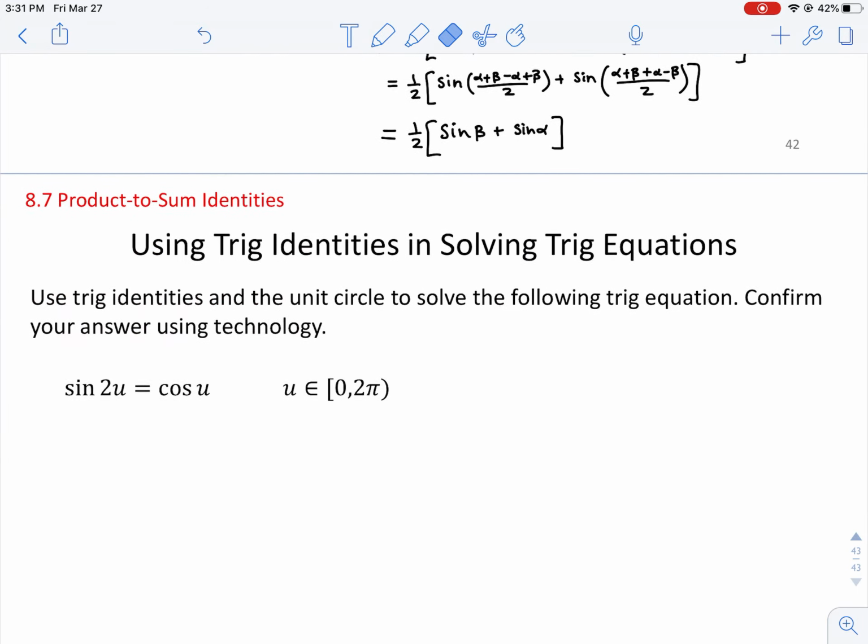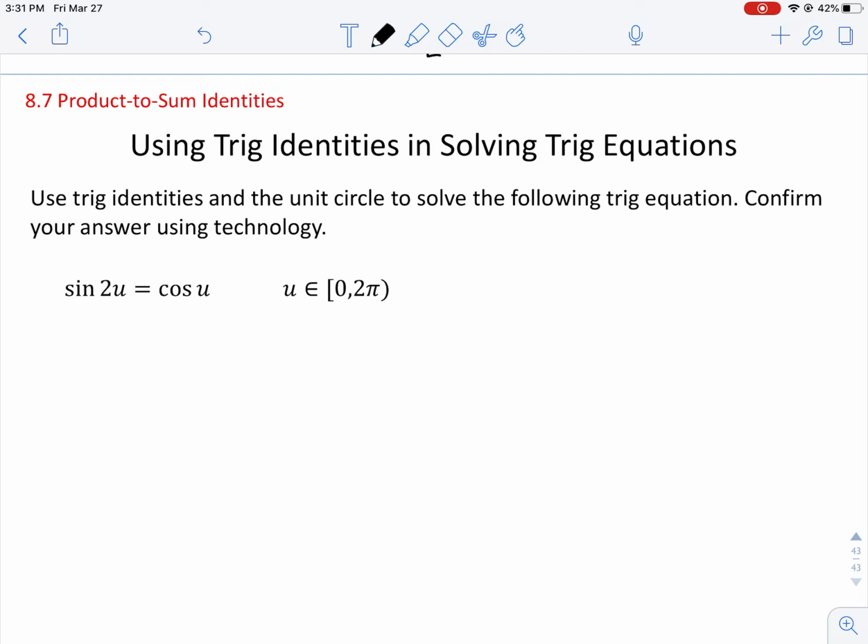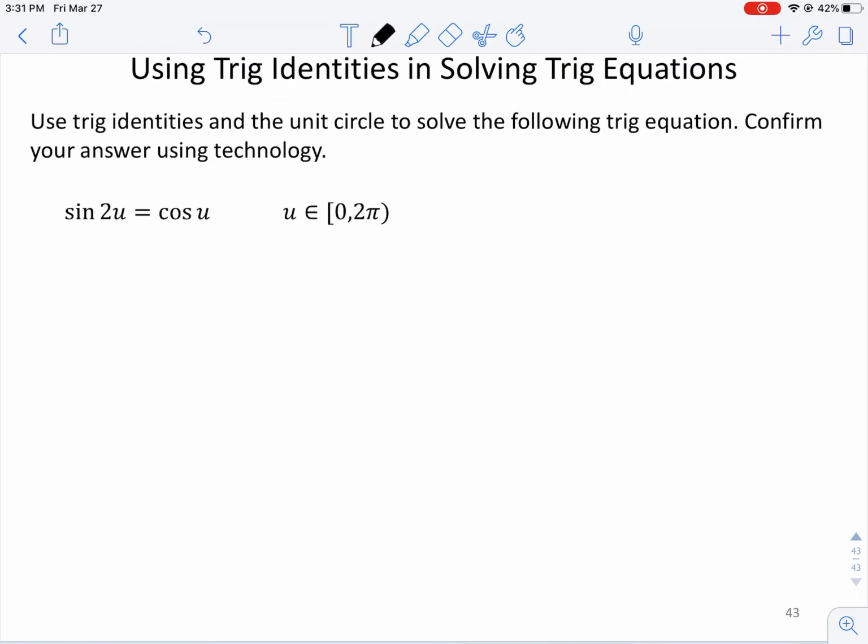And then we just have one last slide for Chapter 8. Using trig identities and solving trig equations. Use trig identities and the unit circle to solve the following trig equation. Confirm your answer using technology.